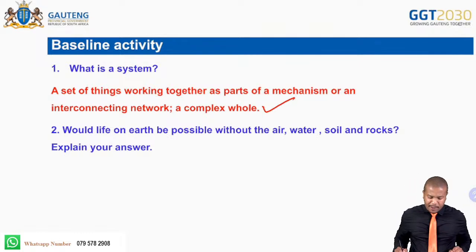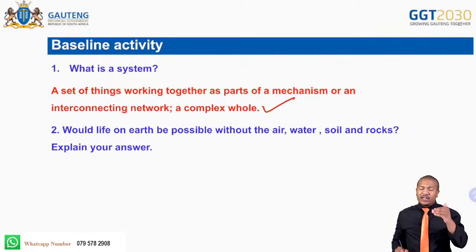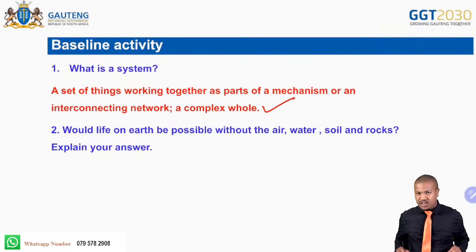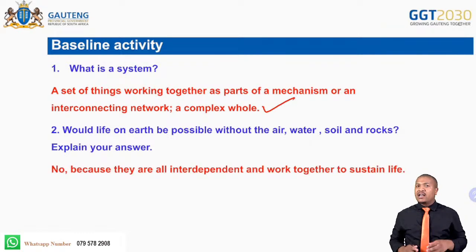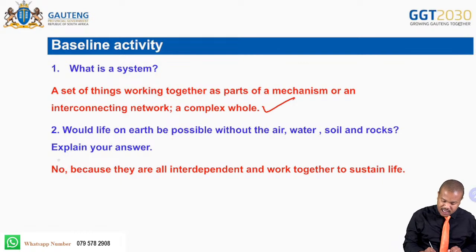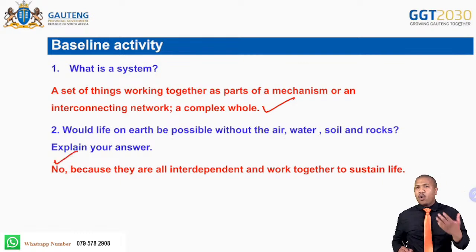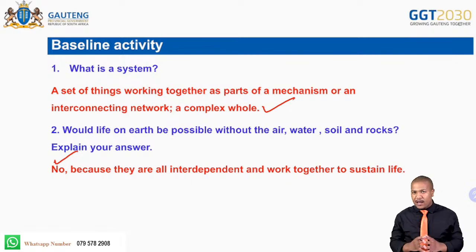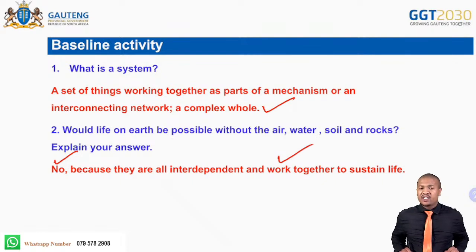Number two, would life on Earth be possible without the air, water, soil, and rocks? And explain your answer. The answer is no. Life would not be possible without the water, the air, and the soil and rocks. Why? It is because they are all interdependent and they work together to sustain life, which is what we're going to discuss further in this lesson as well. So I'm going to give you a quick minute to copy down the corrections. Then after that, we shall continue with our lesson.